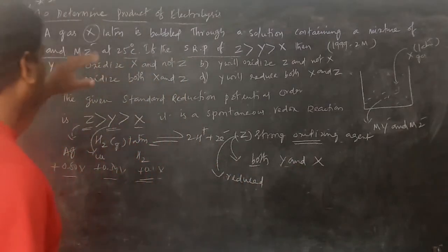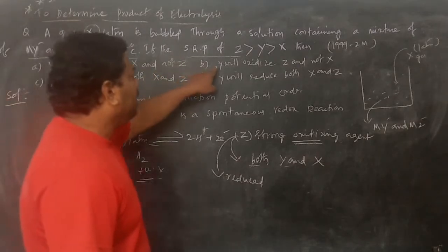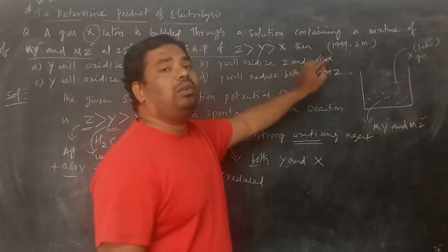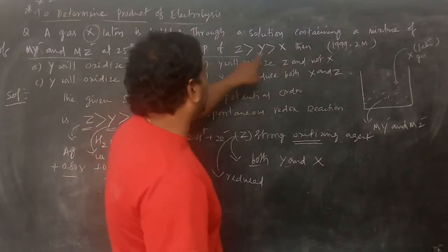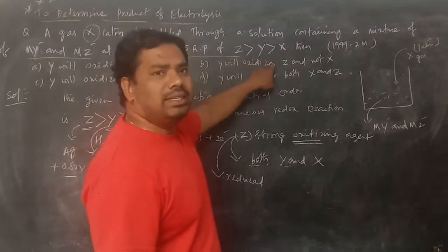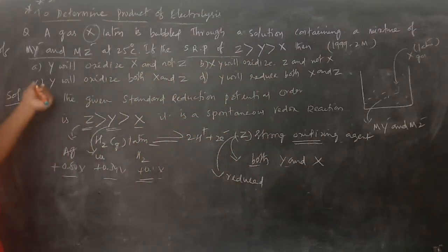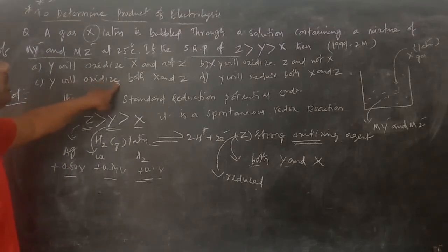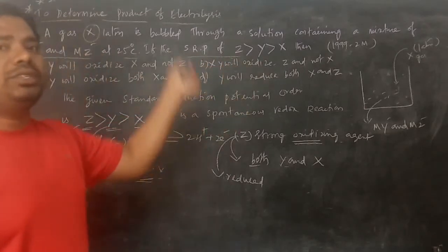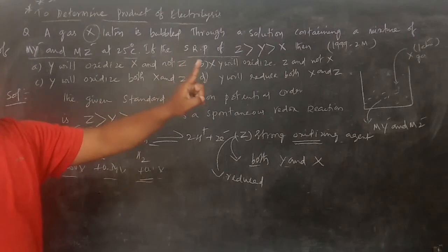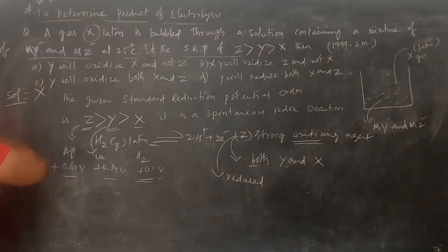So you can see the given options. Option: Y will oxidize X and Z. Option B: Y will oxidize Z and not X. Here you can see Z's standard reduction potential is more than Y's, so Y cannot oxidize Z. So simply we can eliminate option B. Go for the third option: Y will oxidize both X and Z. Already we have seen Y cannot oxidize Z. Z oxidizes Y and X, but Y cannot oxidize Z, though it oxidizes X. So option C we also eliminate.